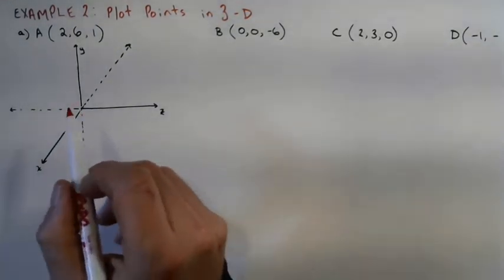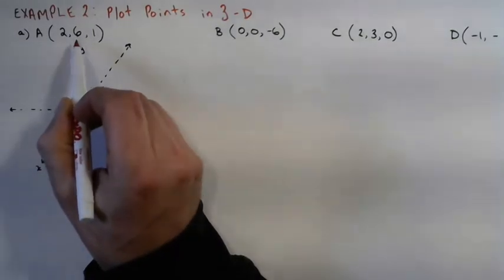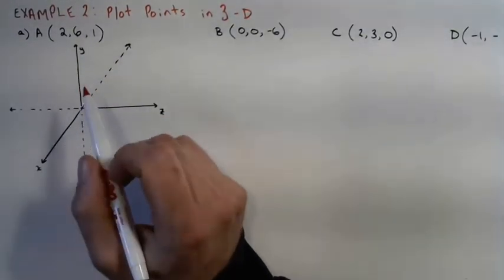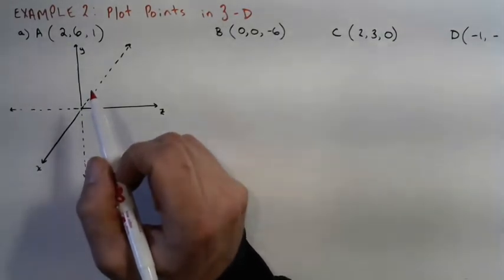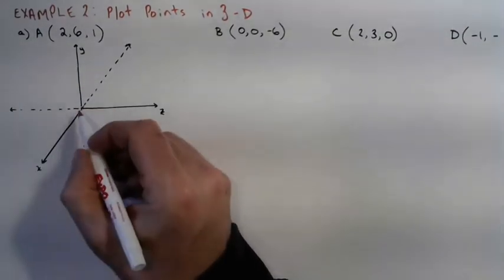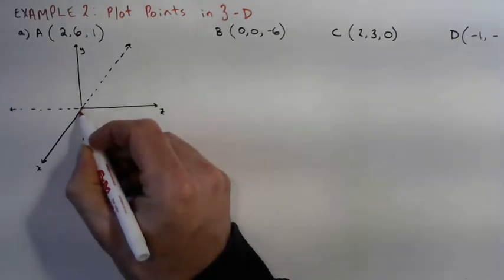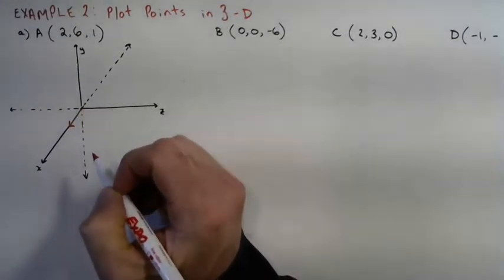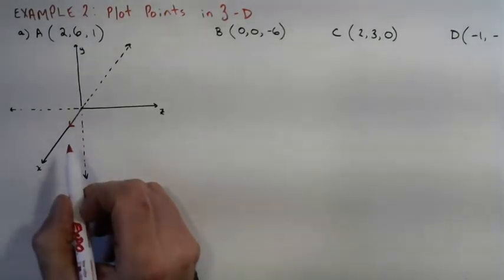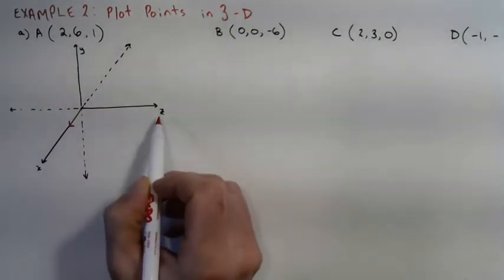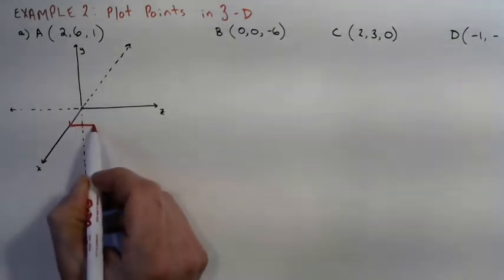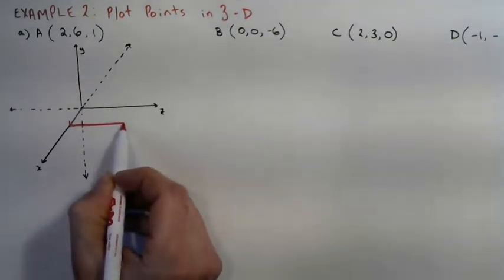And basically what we're going to do is represent the X, Y, and Z dimensions of this point using line segments. So first we're just going to head positive 2 in the X direction. 1, 2. Okay. Then from there, we're going to head 6 in the positive z direction. Okay, 1, 2, 3, 4, 5, 6.